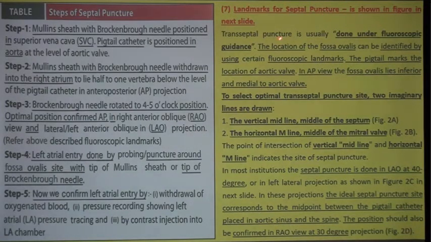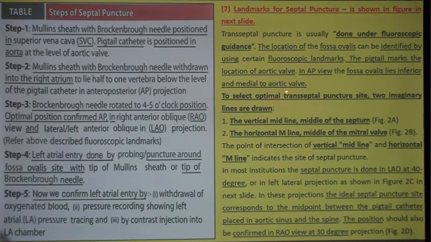Now, transseptal puncture is usually done under fluoroscopic guidance. Never forget, remember it. Transseptal puncture is usually done under fluoroscopic guidance. The location of the fossa ovalis can be identified by using fluoroscopic landmarks. The pigtail marks the location of the aortic wall. In AP view, the fossa ovalis lies inferior and medial to the aortic wall.